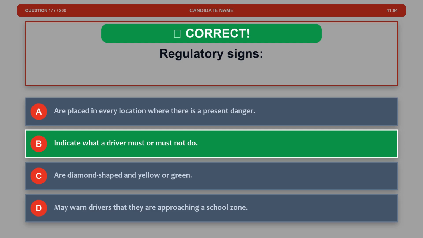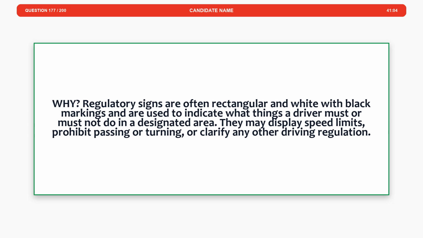The correct answer is option B. Indicate what a driver must or must not do. Explanation. Regulatory signs are often rectangular and white with black markings and are used to indicate what things a driver must or must not do in a designated area. They may display speed limits, prohibit passing or turning, or clarify any other driving regulation.